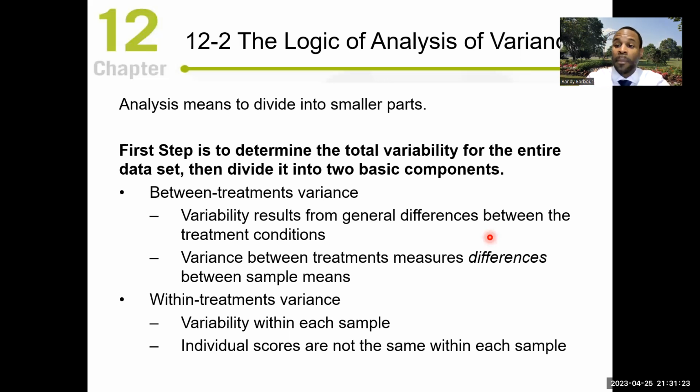So I'm looking at the variance among all those 30 individuals, right? Once I get that, then I can divide the total variance into 2 basic components. The first component is the between treatments variance, right? That variance is where we're looking at the difference between mean 1, mean 2, and mean 3. We're looking at the variance between those three numbers, right? So this variability results from those general differences between the treatment conditions. The variance between the treatments measures the difference between those sample means. That's what's going on. I want to know what that variance is.